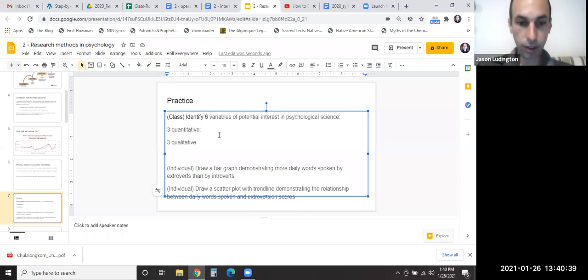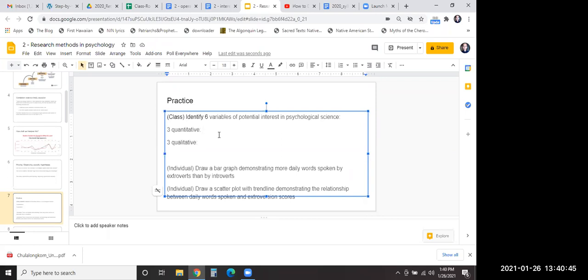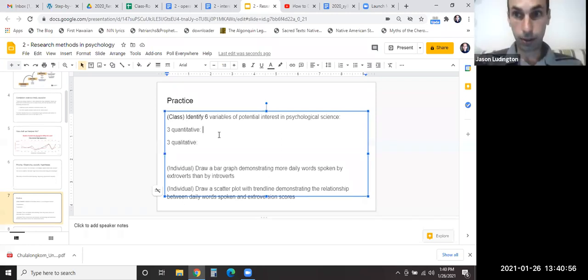This is kind of a review. What's a quantitative variable? Something that you can't really count, but, oh, sorry, that's opposite. Something that you can count. Yes, it is.